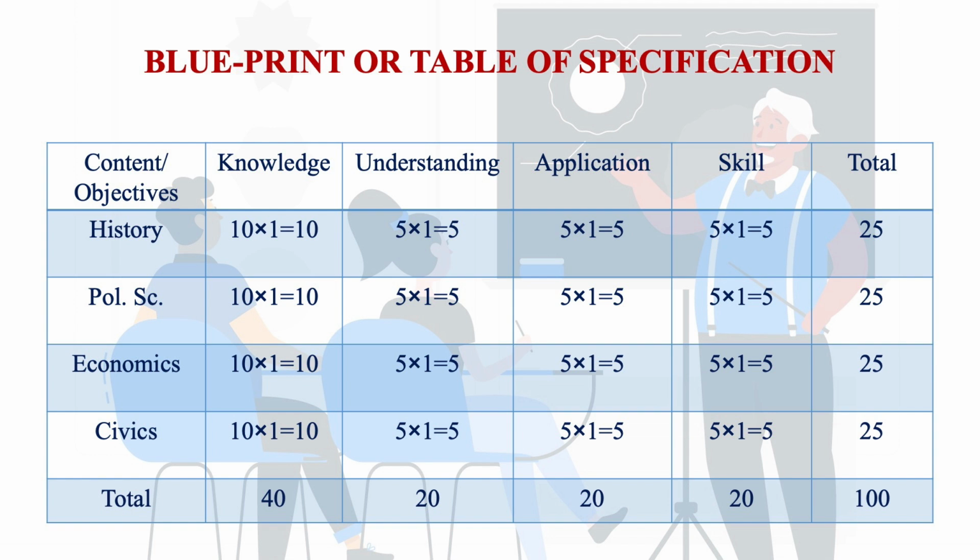Then accordingly you have to write 100 questions. That is, from history 25, political science 25, economics 25 and civics 25. Then from the knowledge area 40 questions, the understanding area 20 questions, and application and skill areas 20 questions each. After preparing this table of specification, then you have to write the items.